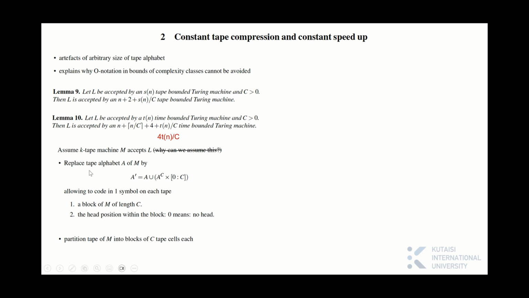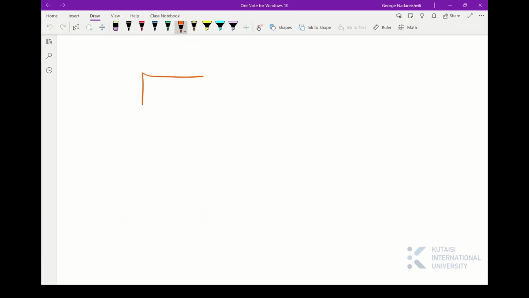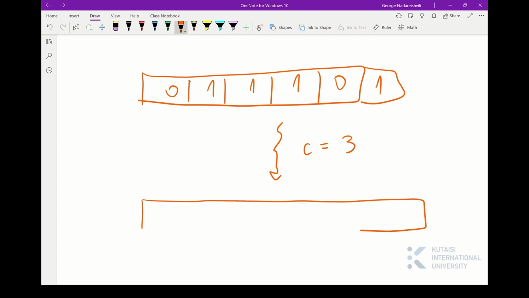So again, what I do is I replace the tape alphabet A of M by this thing, A union A^C, but with 0 to C. So what does this 0 to C do? Let me just give you an example, maybe write it down. So let's say you had 6 things, 1, 2, 3, 4, 5, 6. You have 0, 1, 1, 1, 0, 1. And let's say I want to compress it against these 3. So I will compress it into 2 things. I will have 0, 1, 1 and again 1, 0, 1 as I did it for now.